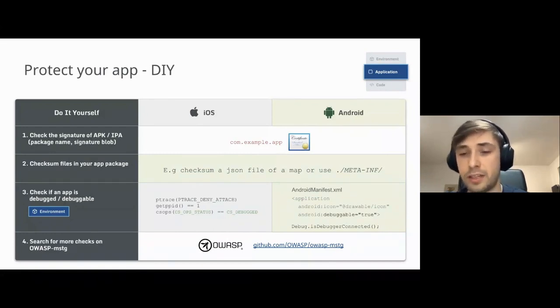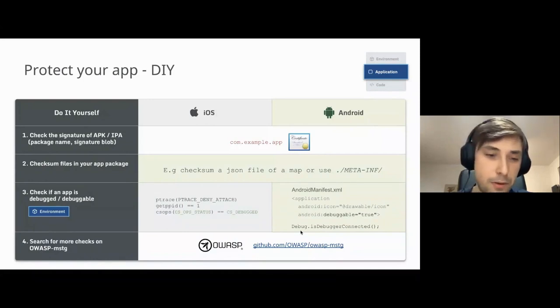But on Android, we can also check if an application has a debugger attached right now, and we can check it with that API, Debug.isDebuggerConnected. For more ideas, I recommend going to OWASP MSTG. But again, if you implement those 3, that should be for sure enough for a basic protection.